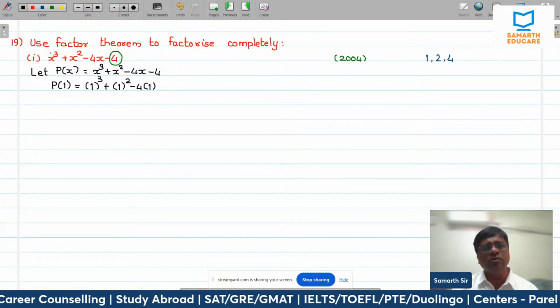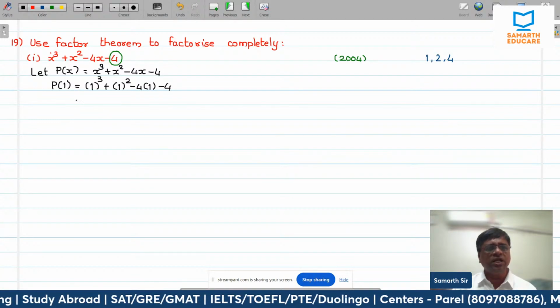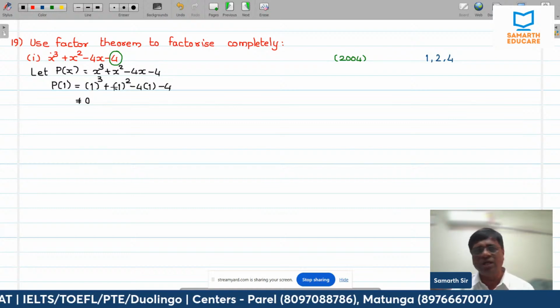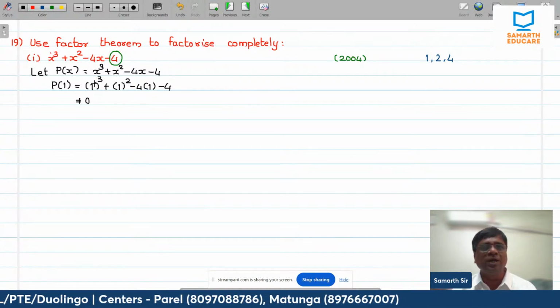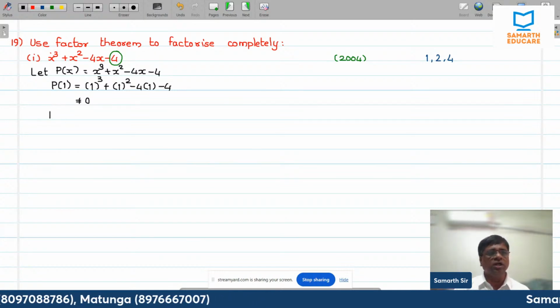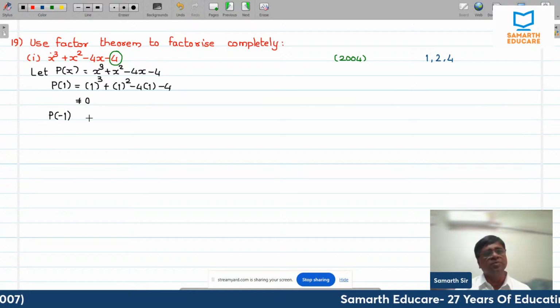-4 into 1 is -4, definitely this is not going to be 0 because 1 cube is 1, 1 square is 1, 1 + 1 is 2, 2 - 8 will be -6, that is not equal to 0, so this will not work. Let me try for p of -1.